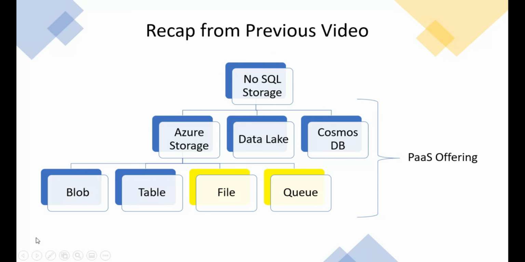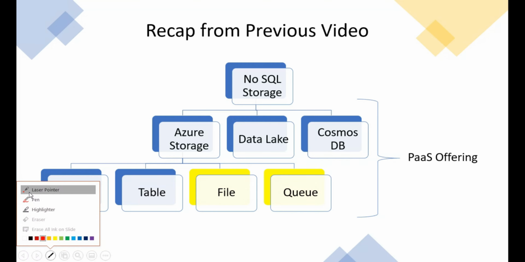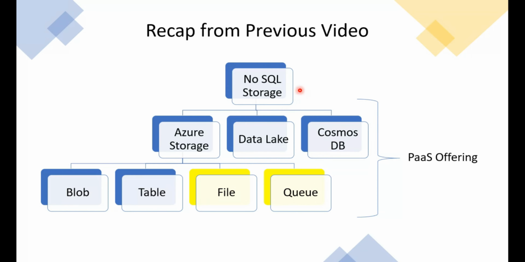This is what we have seen in the previous video: this is NoSQL storage, and we have different NoSQL offerings. At a high level, we have Azure storage, and inside Azure storage, we have blob, table, file, and queue. We have Data Lake, which is Gen 1 and Gen 2, and also we have Cosmos DB. These are the NoSQL offerings. But in this video, we are creating an Azure storage account. This is more specific to all others except Cosmos DB.